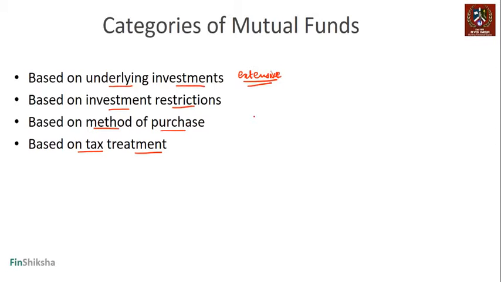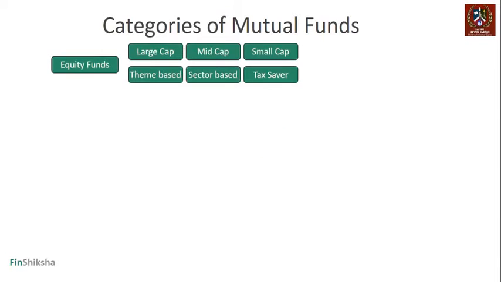Now, based on underlying investments, you could categorize mutual funds into either funds that invest into equity, or funds that invest into debt, or funds that invest into both, or funds that invest into other asset classes, right? What could be other asset classes? Things like gold, real estate, etc., right? So broadly, there are four major categories, and within those, there are subcategories of funds which are created. Let's start one by one.